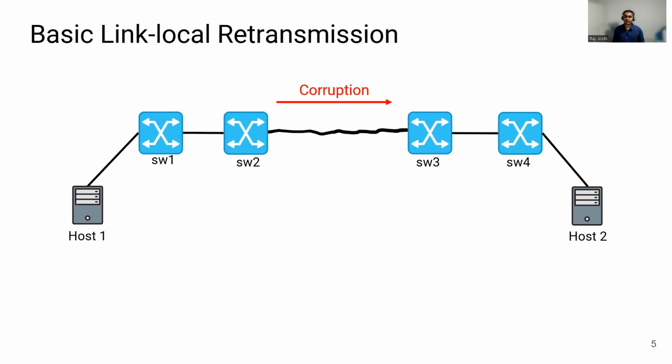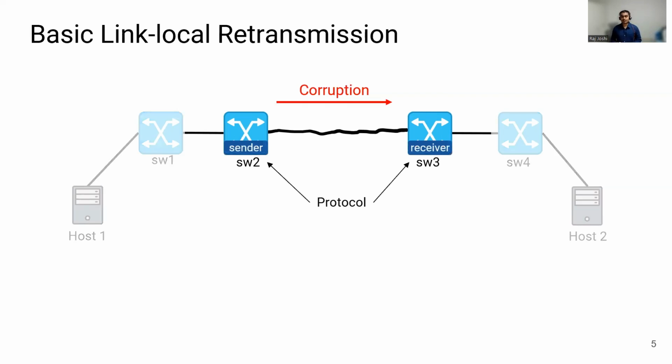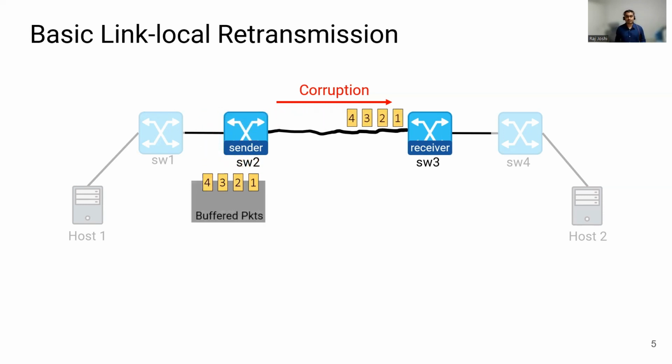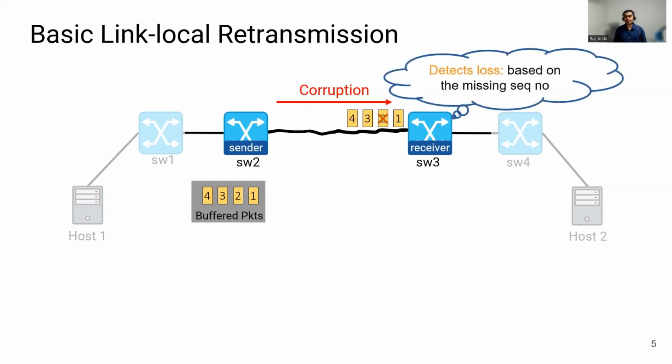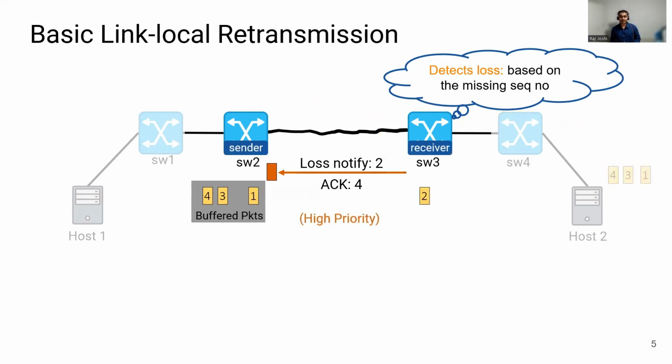In the example network here, the link between switch 2 and switch 3 is corrupting packets. Now, the basic link local retransmission scheme can be imagined as a protocol that runs between a sender switch and a receiver switch. The sender switch basically adds link local sequence numbers to the packets that are being sent on the corrupting link, and it also makes copies of these packets and buffers them. Now, suppose packet number 2 is lost due to corruption, then the receiver switch can detect this loss based on the missing sequence number and inform the sender switch that packet number 2 was lost while everything was received until packet number 4. The sender switch can then retransmit packet number 2 with high priority and then drop the copies of the buffered packets that have been successfully delivered.